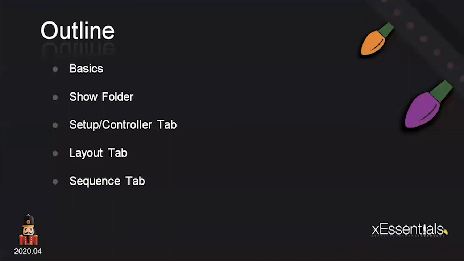So I just have a basic outline. I'm going to talk about some basics of xLights, some things that are good to know, the show folder, location, and structure, and then the 3 basic tabs of xLights: the setup, layout, and sequence tab.